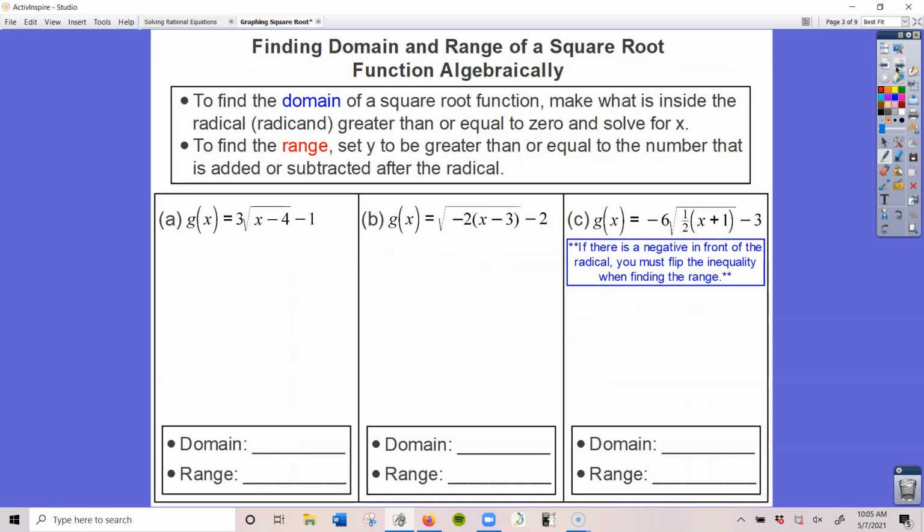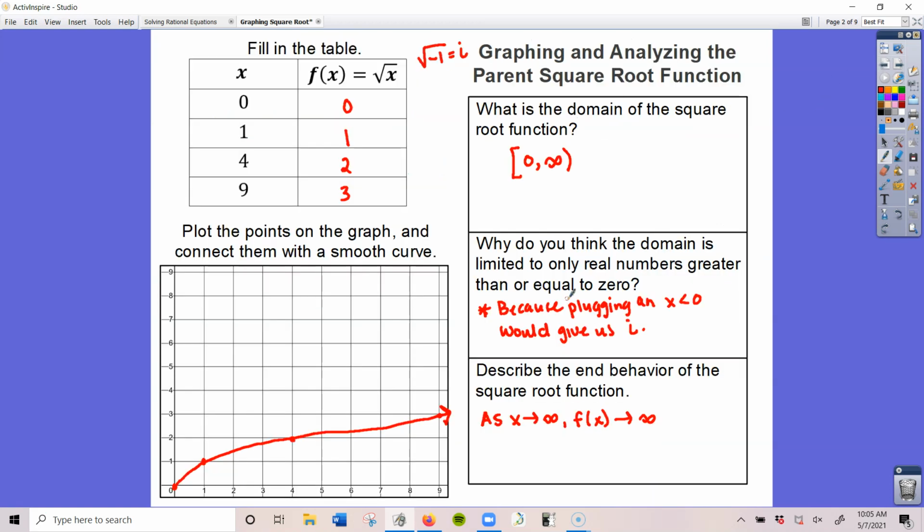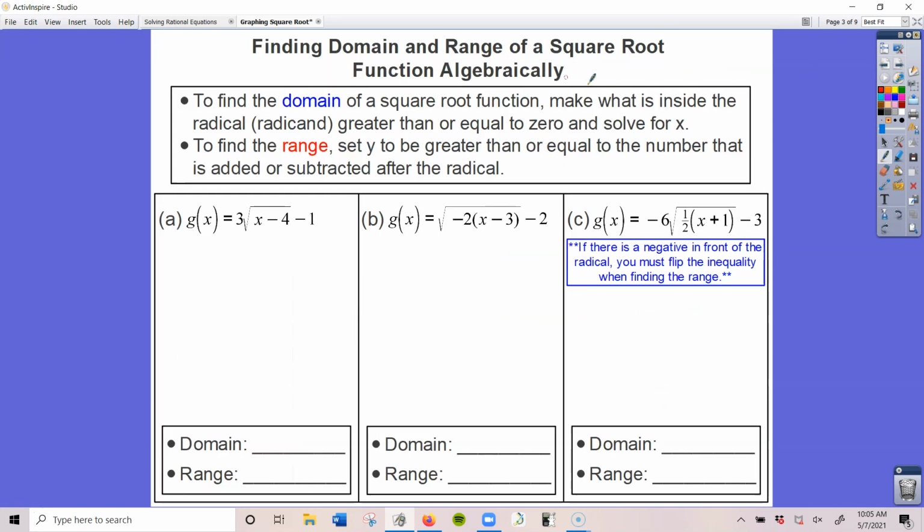Now, we're going to look at how to find the domain and range of any radical equation. So let's start with this first one. In order to determine the domain of a square root function, keep in mind what we talked about here. We cannot have a negative number inside of the radical because then I end up with an imaginary number. So anything that is inside of the radical has to be greater than or equal to 0. It can't be a negative number.